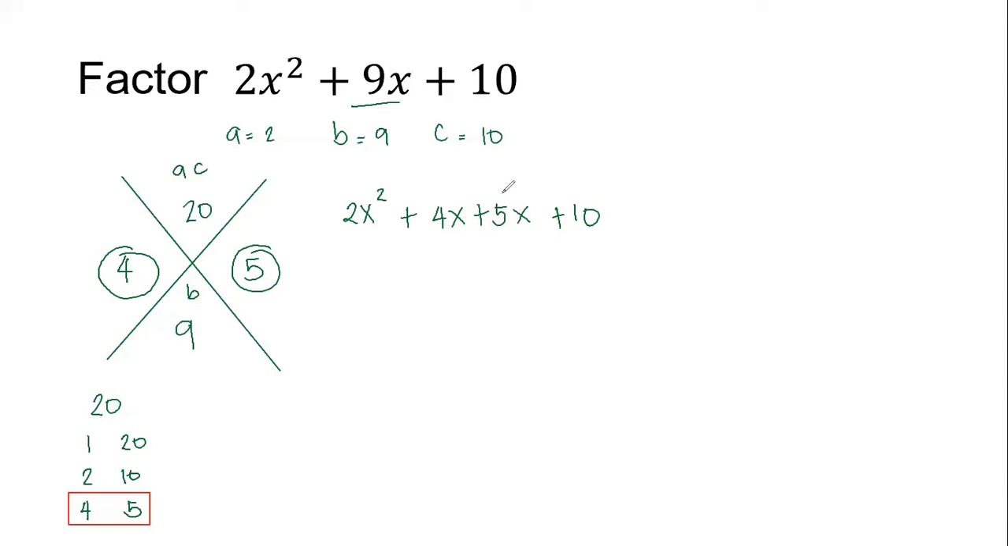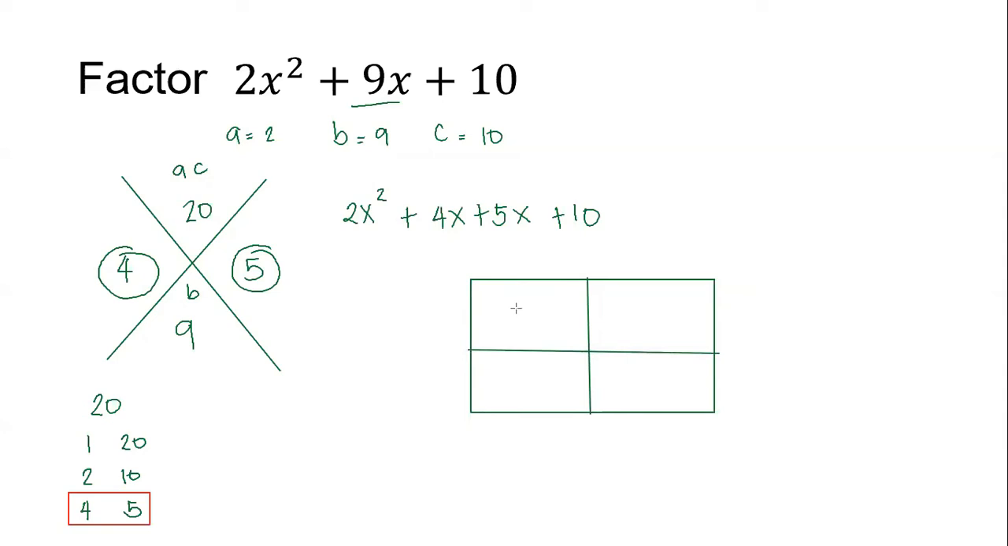After writing this, the next step that we have to do is to draw a box. This box represents the area of 2x squared plus 9x plus 10. In the 4 small boxes that we have here, we're going to write each of the 4 terms that we just derived. So this one will be 2x squared, then we have 5x, and then we have 4x, and this one will be for the constant 10.